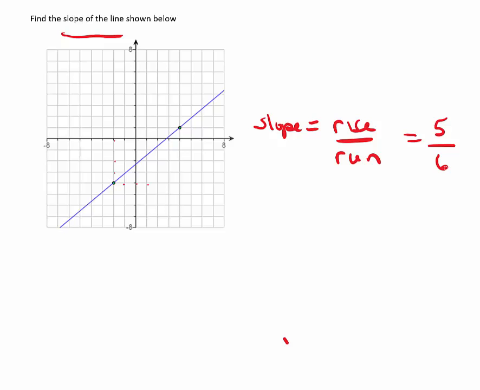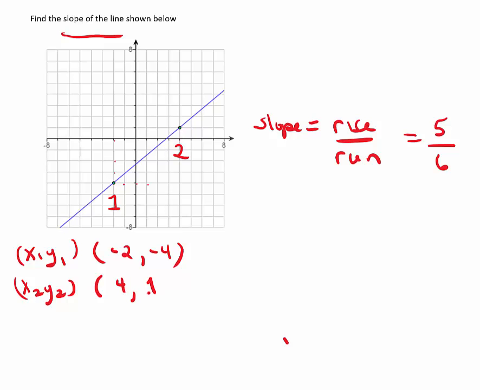Now another way I could work this problem is to find the coordinates of the two points. Let's call this one point 1 and this one point 2, and write down the coordinates. For point 1, which I'm going to call the x1, y1 point, the coordinates are -2 and -4. Remember, to find the coordinates of the point, we start at the origin, and we move horizontally first and then vertically. My second point, which will be x2, y2 in my slope formula, has coordinates 1, 2, 3, 4, and then I go up 1.